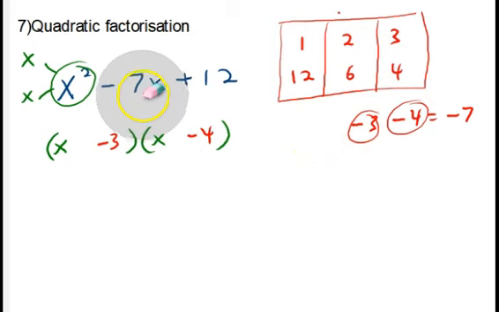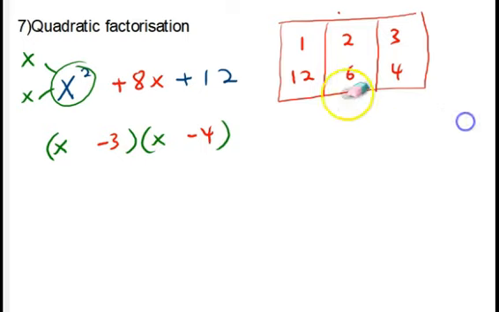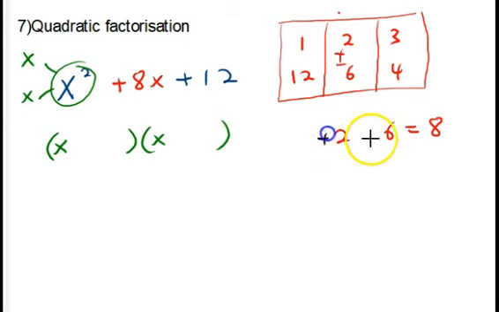If I change it, let's say I make it positive 8x, the box that can be used is the second box, which consists of 2 and 6. Here we have 8. Now we just add both of these numbers, and here we get plus 2 and plus 6. So that is for quadratic factorization.